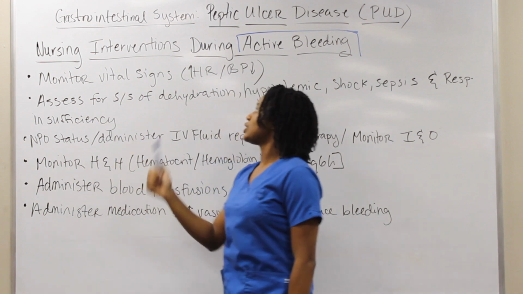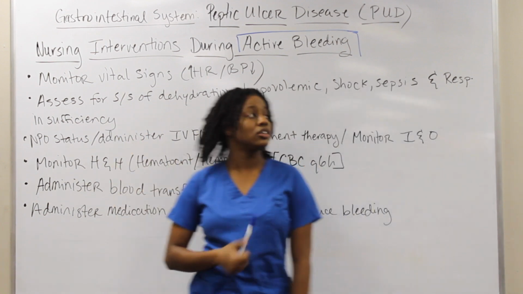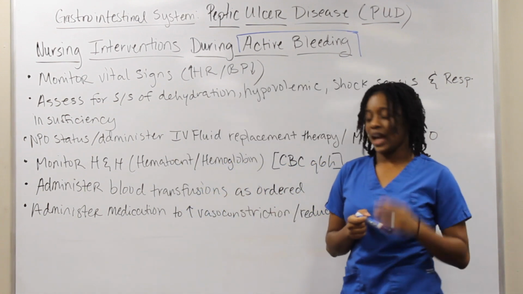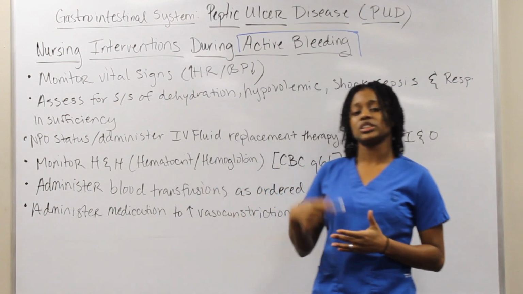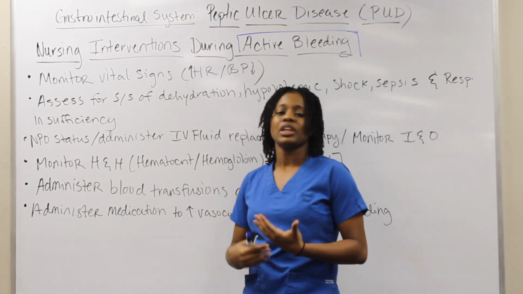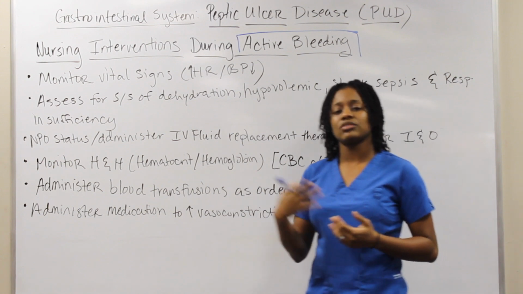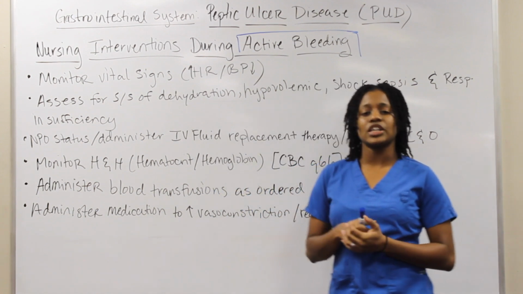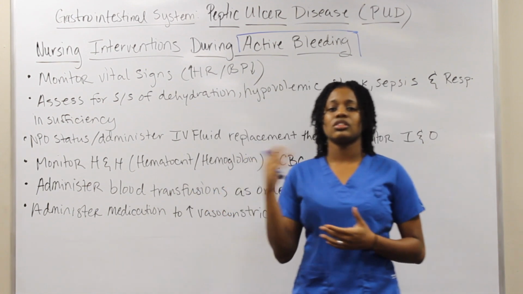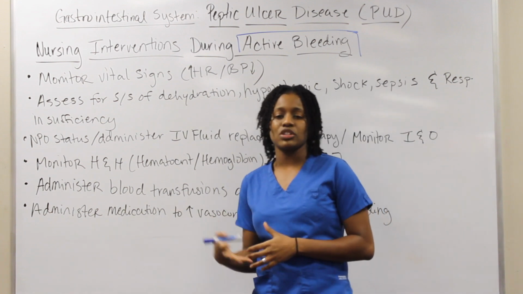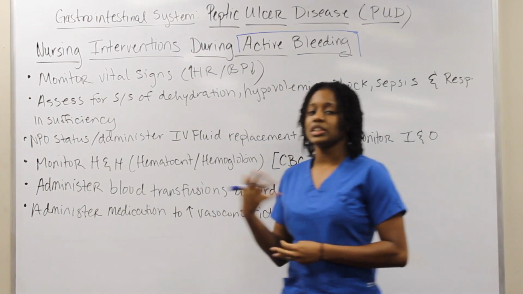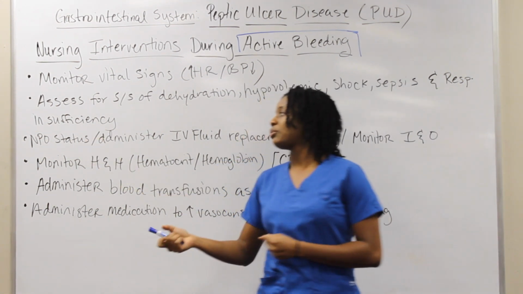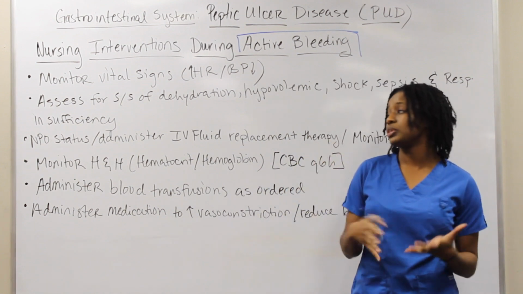You also want to assess for signs and symptoms of dehydration, hypovolemia, right? Shock, sepsis, and respiratory insufficiency. So you want to make sure that you're preventing these complications from occurring, okay? So again, you want to be monitoring, making sure if they're going to the bathroom frequently, that you're looking to see how much blood is being put out, the color, the texture, if it's clotted, and you want to call the doctor and let them know. You want to check your vital signs, make sure the patient is stable, make sure they're not exhibiting any symptoms of further complications, okay? Next thing is, most likely they're going to be NPO, all right?